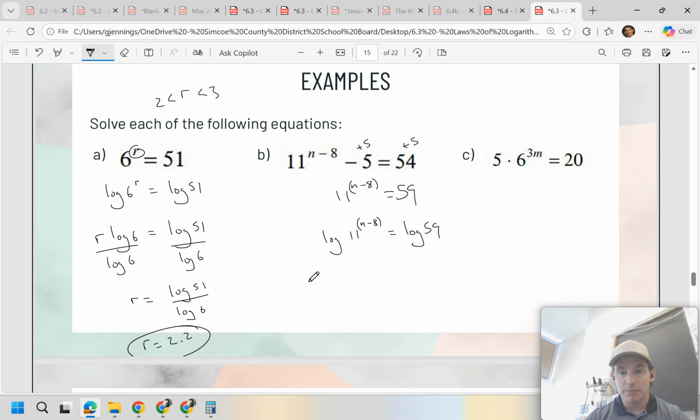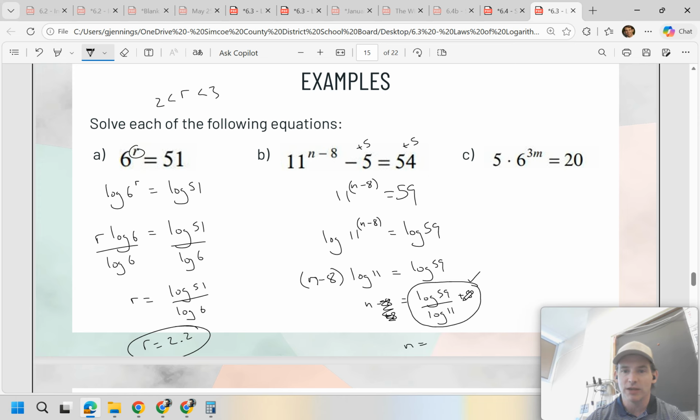We apply the power law, so we have n minus 8 log 11 equals log 59. That n looked suspiciously like an r, so let's fix that. Now we're going to divide both sides by log 11, so we have n minus 8 equals log 59 over log 11. And then, guess what we're going to do? We're going to add 8 to both sides. So that'll be the last thing we do. So this all cancels. And then we get n. This is the exact value of n, and that's my favorite way to give the answer.